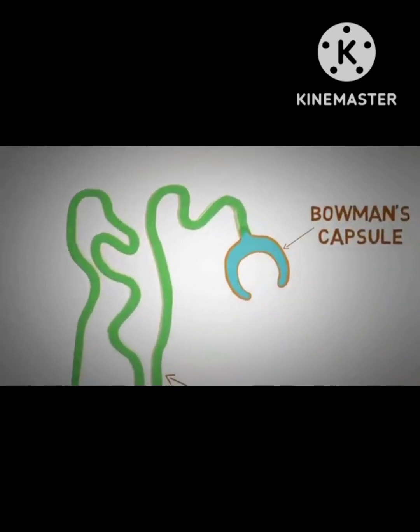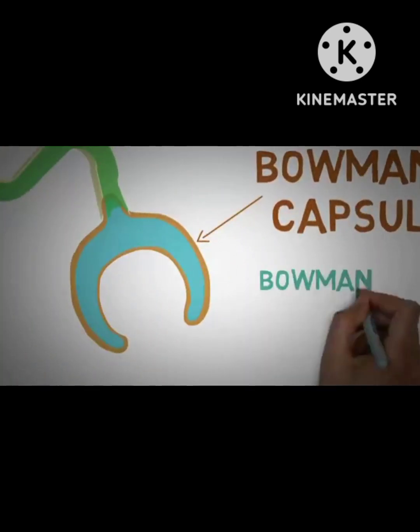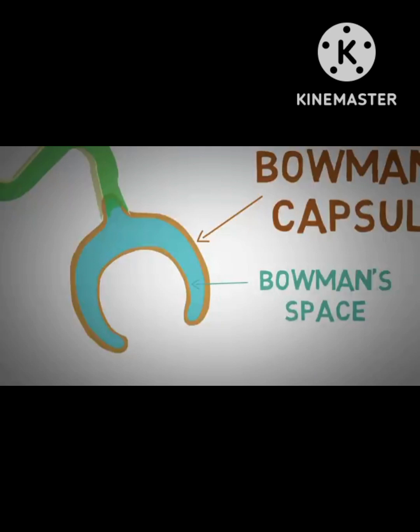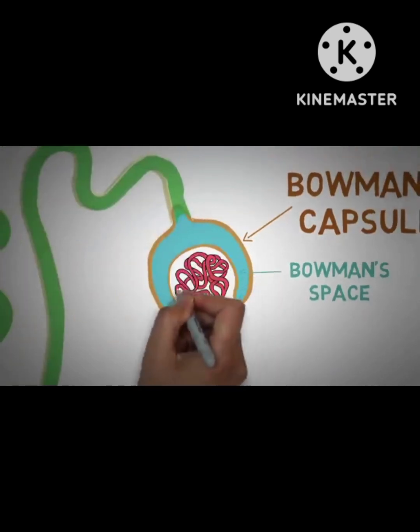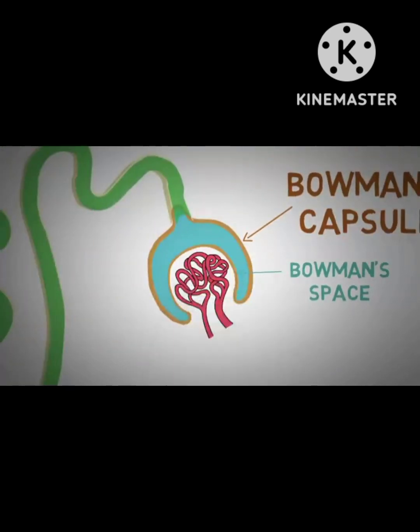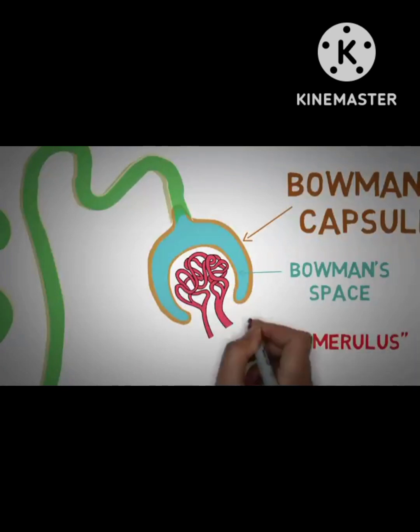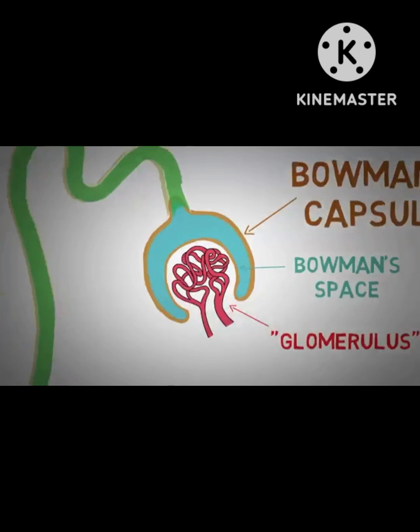So coming back to the nephron, we discussed about the cup-shaped structure at one end, which is known as the Bowman's capsule. The space inside the Bowman's capsule is known as the Bowman's space. The Bowman's capsule encloses a cluster of blood vessels which is known as the glomerulus. The word glomerulus is derived from the Latin word glomer, meaning a ball of thread. So you can see why this is known as a glomerulus.